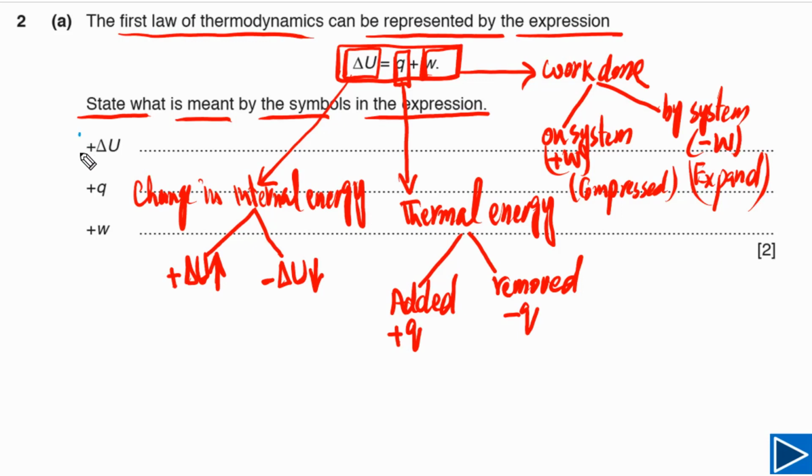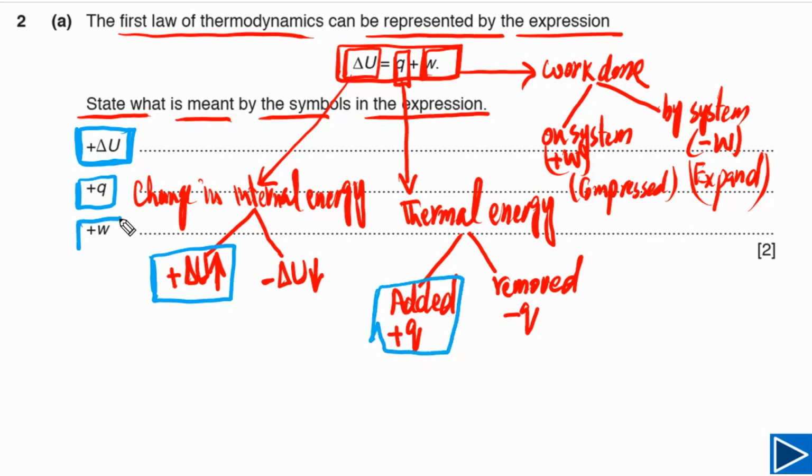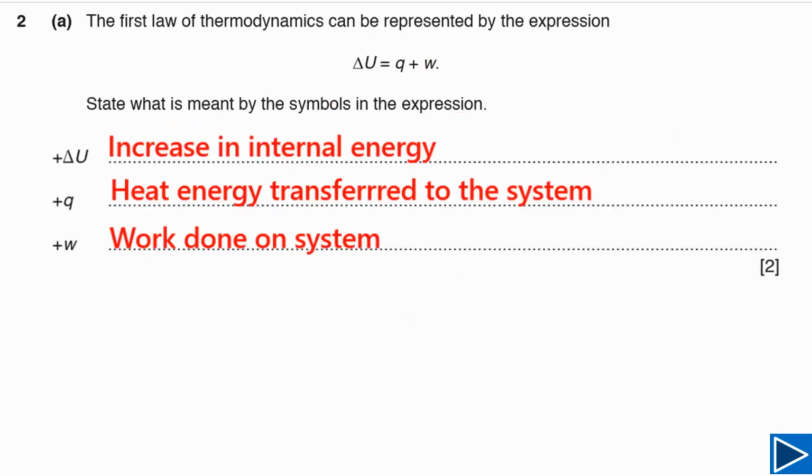Now as you can see here, the question is asking us what is delta U, and this is positive. It simply means increase in internal energy. Now the next one is plus Q. It simply means when heat energy is transferred to the system, and plus W is telling us when work is done on the system. Let me show you the answer. This is how you can write your answer for this question.